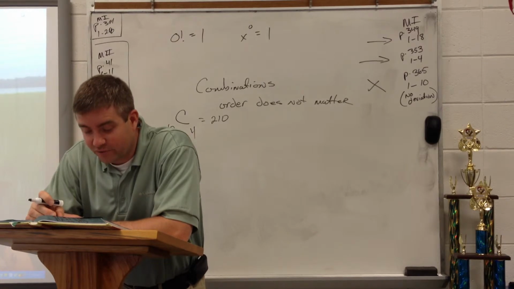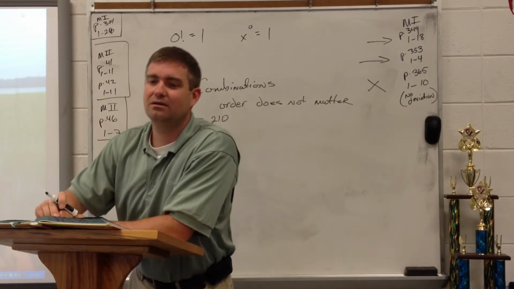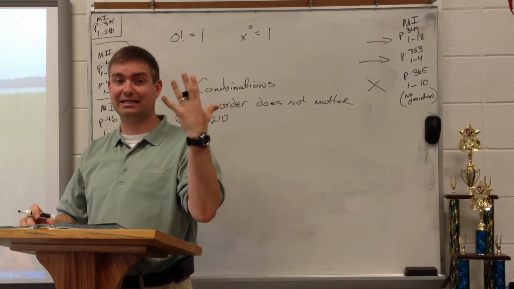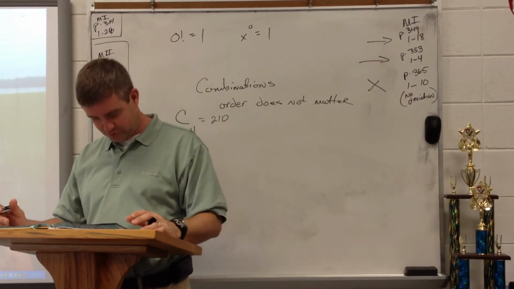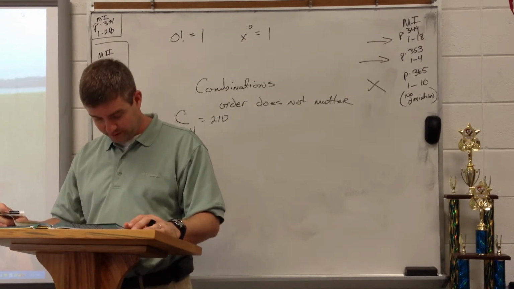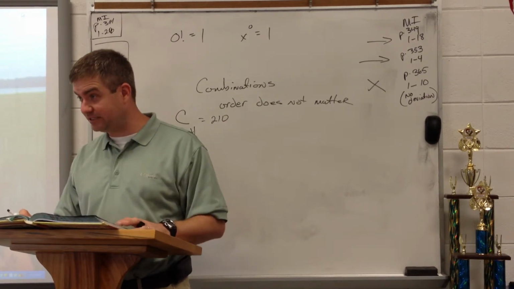43,949,268. Correct. 43,949,268. Why such a big number? 90 students. You're choosing 5 at a time. That's a lot. A lot of different combinations. How many? 43 million. Okay, a bunch. Almost 44 million. All right, here we go. Are you getting the idea of what the difference is?